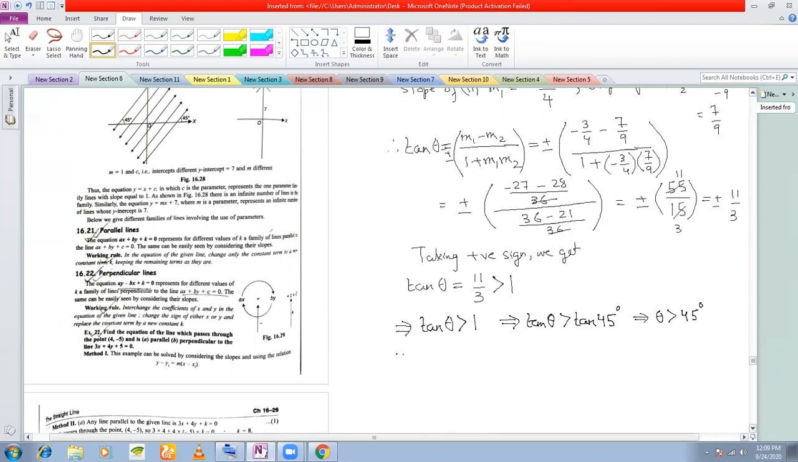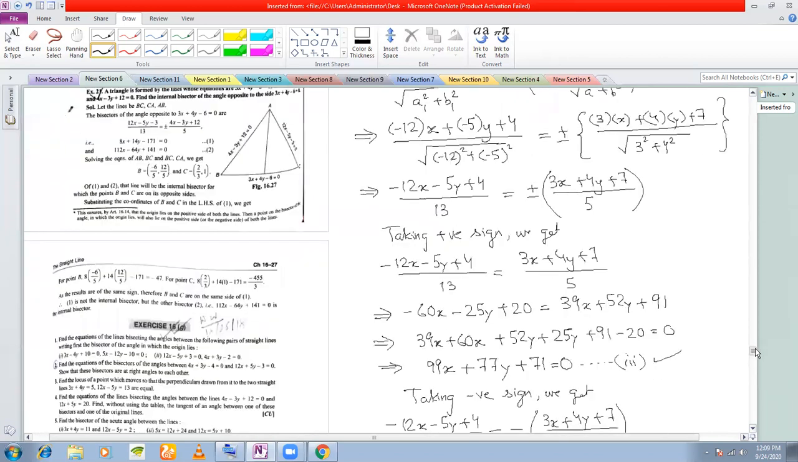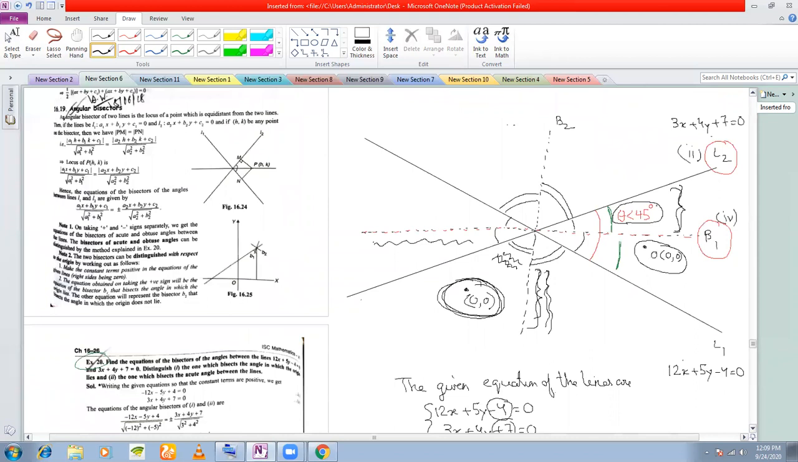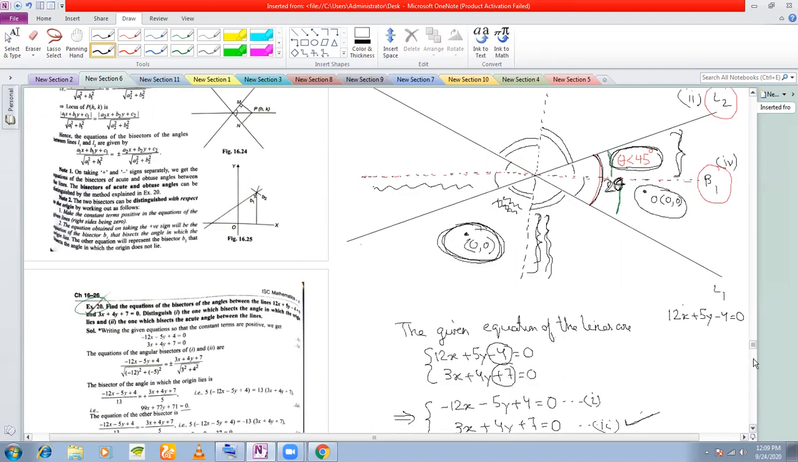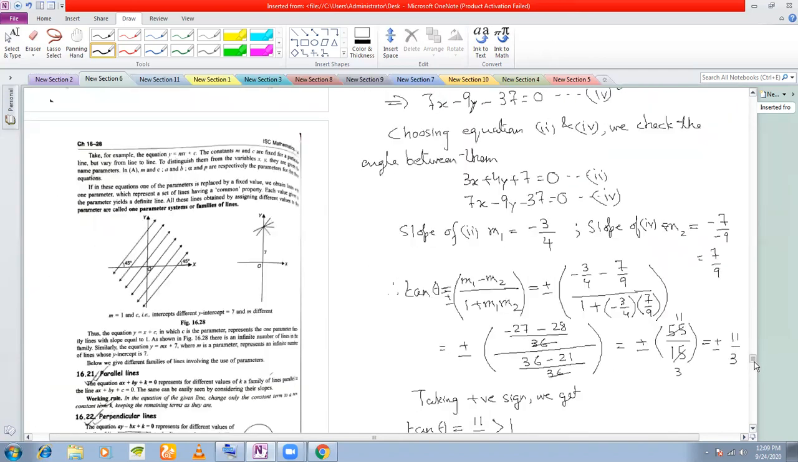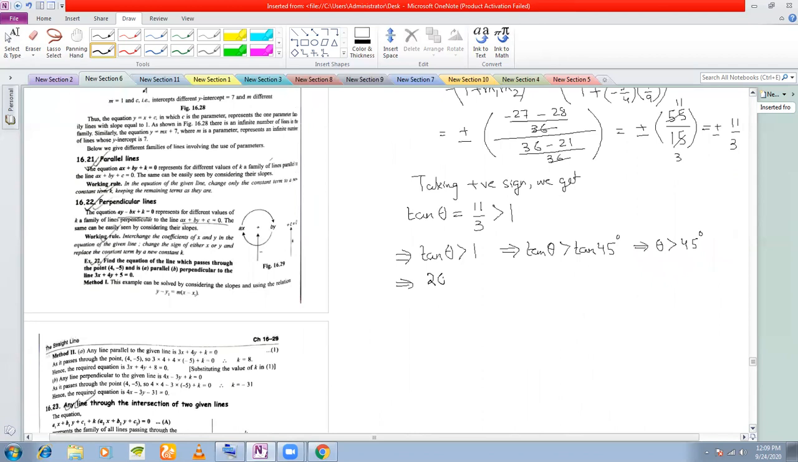Now coming back to the figure, if this angle is theta, then what should be this entire angle? This entire angle is 2 theta. So 2 theta is greater than 90 degrees. That means the angle between 2 and 4 is an obtuse angle.